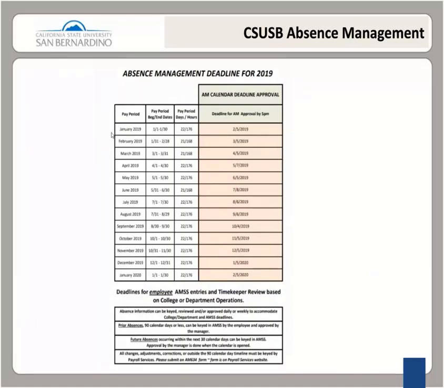This is a sample of the Absence Management Deadline Calendar. A new calendar is generated by our campus payroll office every calendar year. Typically in December and/or January, the new calendar is released. If you have any questions about the approvals deadline, refer to this calendar. Deadline for AM approval by 5 p.m. is required in the fourth column to the right. At any time that there is a conflict with meeting this deadline, please coordinate with your timekeeper and with payroll.